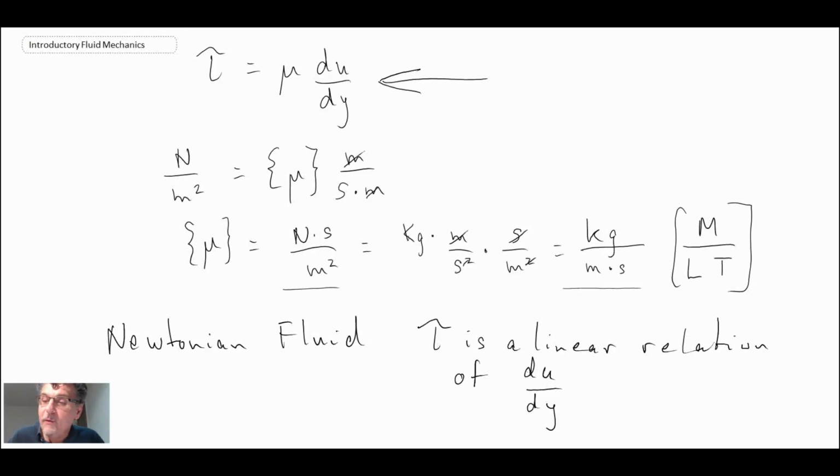So what we've looked at here, we've covered the viscosity of a fluid. It's a very important parameter or property that we will be using in all of our analysis.